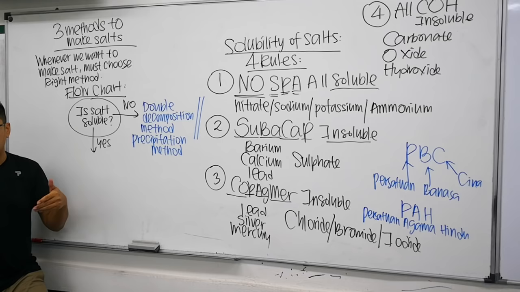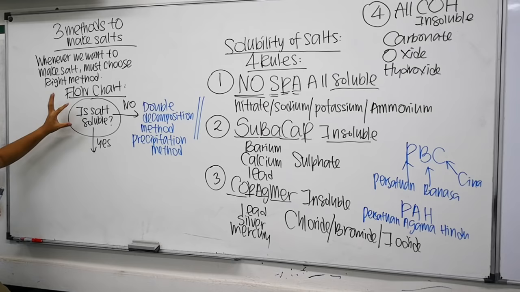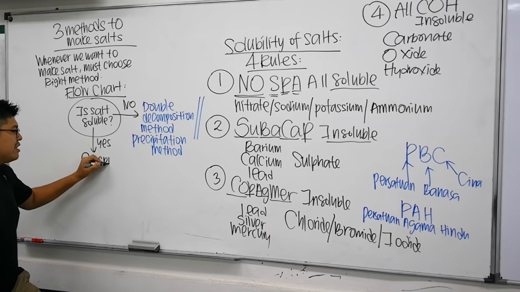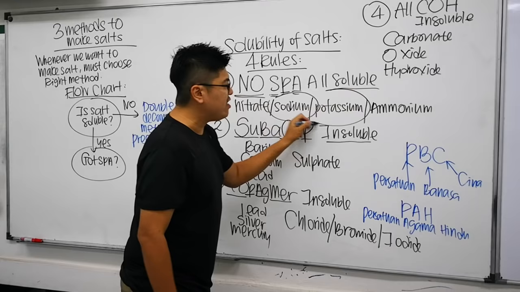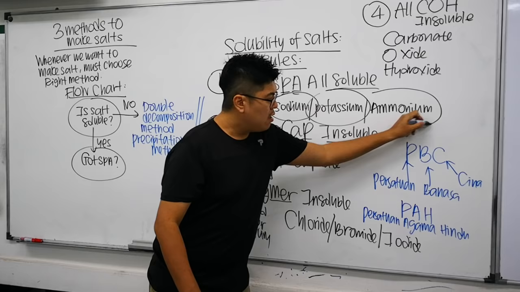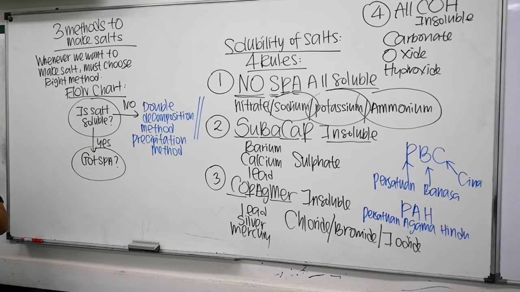Second, if the salt you want to make is soluble, you have to ask yourself another additional question: does the salt have SPAR or not? Guys, revise. SPAR: S stands for sodium, P stands for potassium, A is not aluminium, A is ammonium. A lot of people always get the A wrong. A lot of people know S is sodium and P is potassium, but many people think A is aluminium. No, it's ammonium. So you have to ask yourself, does the salt have SPAR or not? Same thing, you have two possible answers: yes or no?